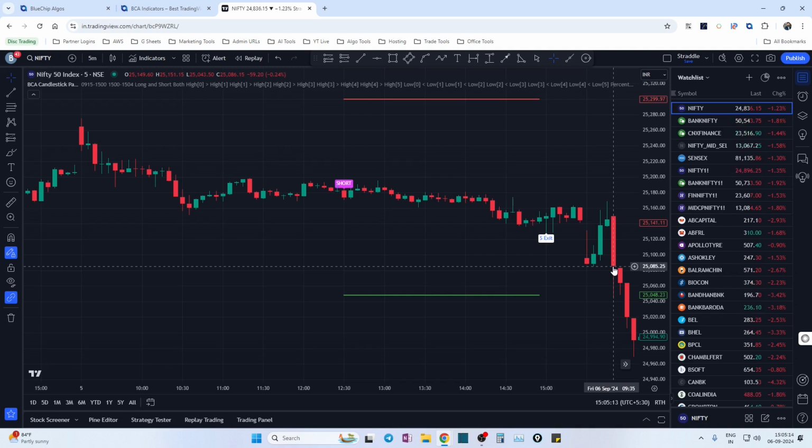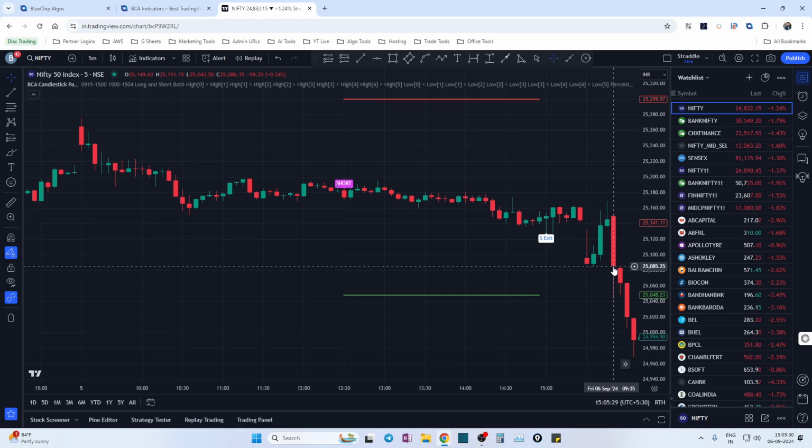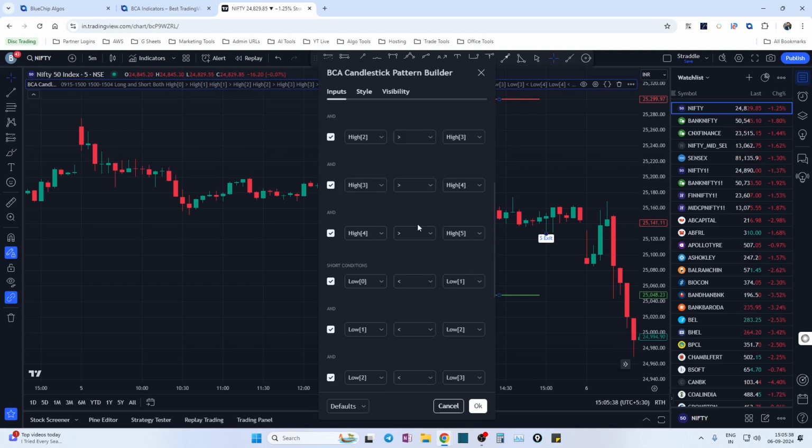Or some people might say, I want one more candle, 5 red candles. You can build all these kinds of custom patterns, or as I mentioned earlier, you can also build ready-made patterns like evening star, engulfing, dojis, and all those. So first let's see how to build this recent pattern that we discussed.